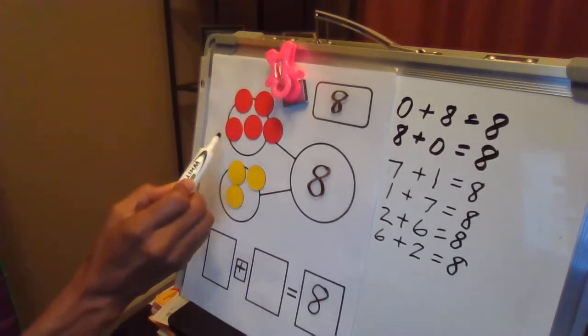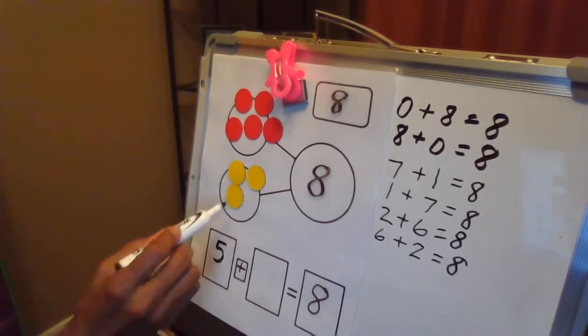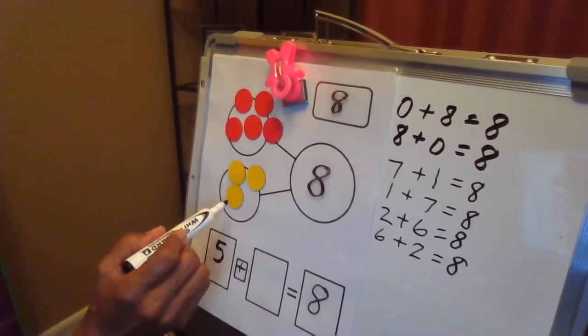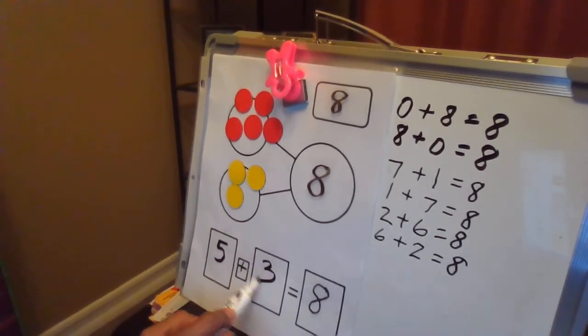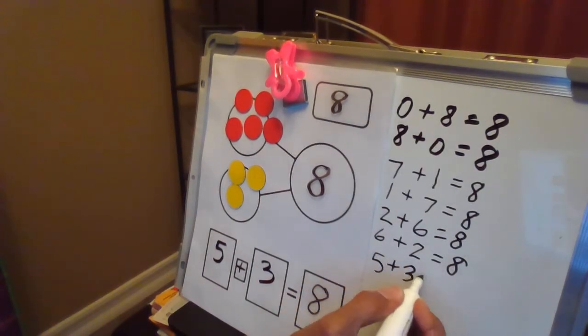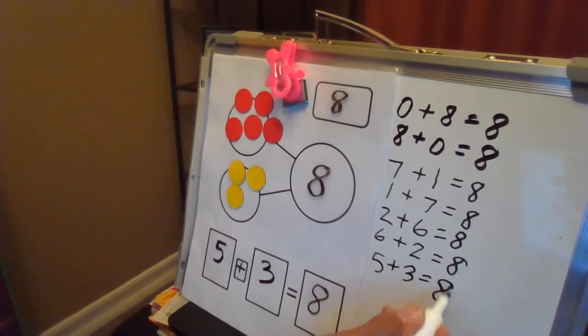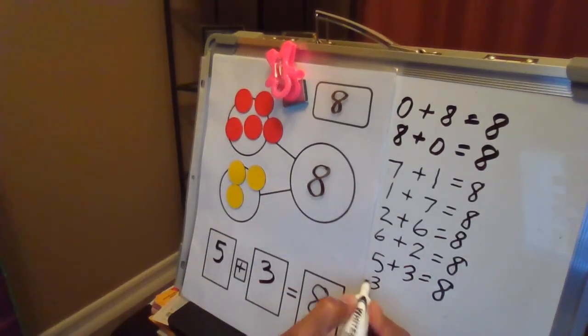Okay, 1, 2, 3, 4, 5. Write my number 5. 1, 2, 3. So 5 plus 3 equals 8. And what can I do if I switch them around? 3 plus 5 equals 8.